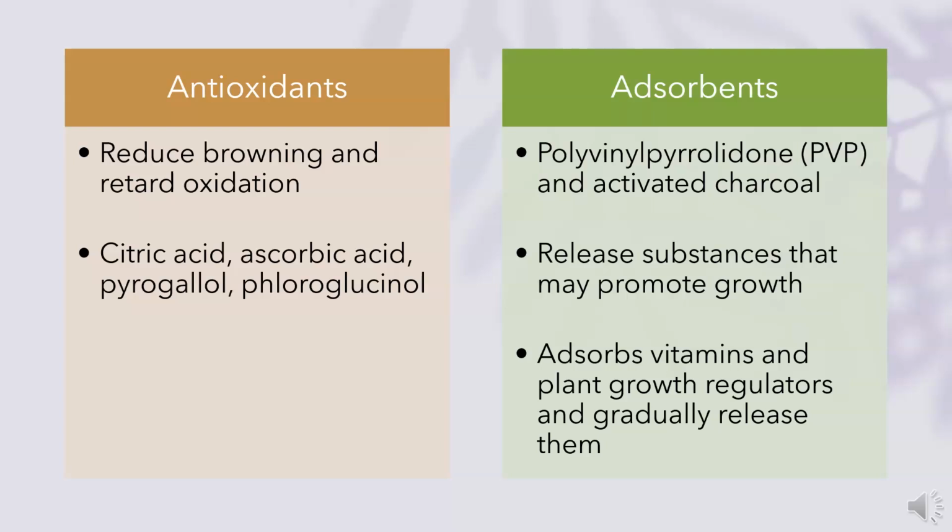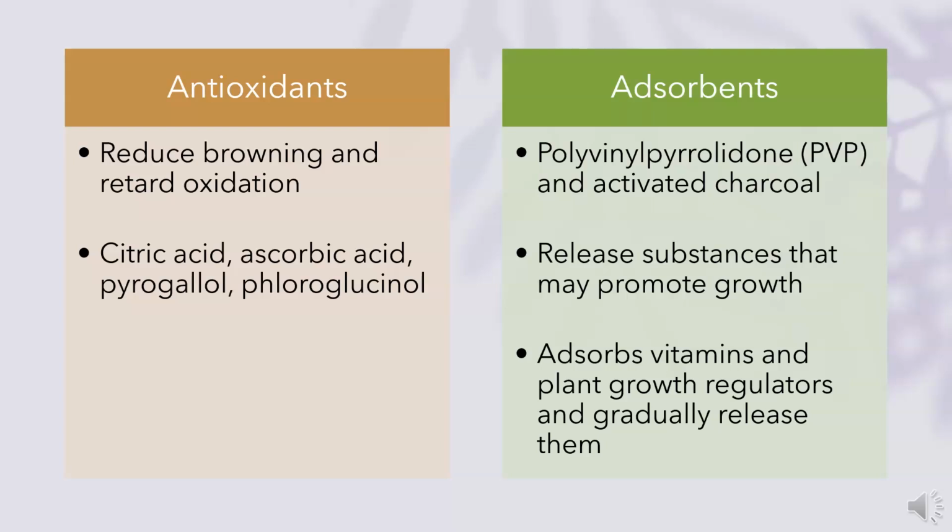Examples of antioxidants include citric acid, ascorbic acid, pyrogallol, and phloroglucinol. Adsorbents are also used to promote morphogenesis, by absorbing inhibitory compounds in the culture medium and substantially decreasing toxic metabolites, phenolic exudation, and brown exudate accumulation. Two common adsorbents are PVP, polyvinyl pyrrolidone, and activated charcoal. Activated charcoal releases substances naturally present in the charcoal that may promote growth.